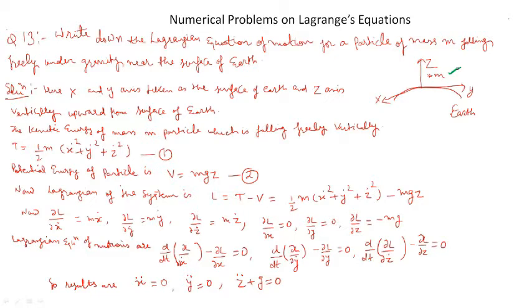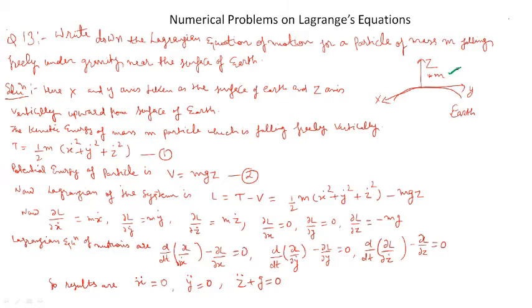Now we can find the kinetic energy of the particle. The kinetic energy will be T equals 1/2 m (x dot squared plus y dot squared plus z dot squared). Here x, y, z are the Cartesian coordinates, and x dot, y dot and z dot represent the velocities of the particle along the x, y and z axes respectively.